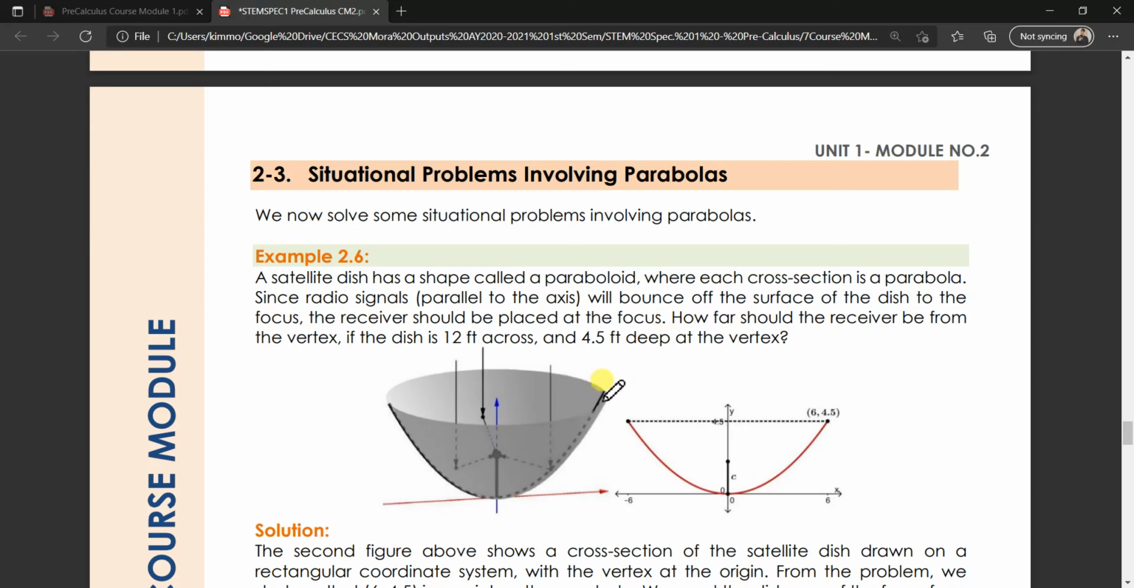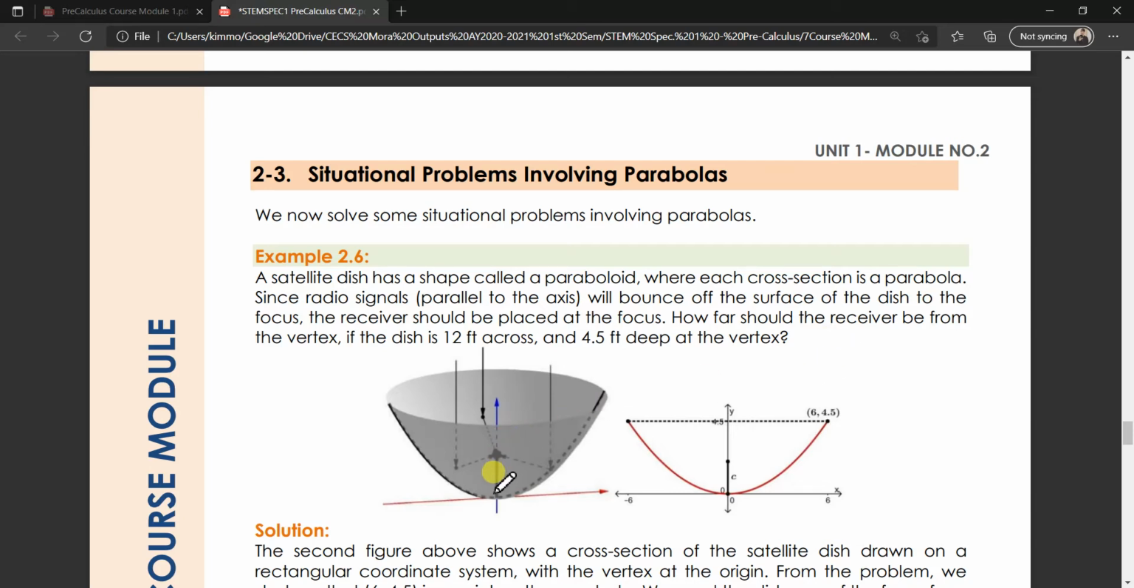So ang cross-section daw sa atong paraboloid, meaning kung ato siyang tungaon, sa tunga ang paraboloid, then it will result to a parabola nga shape. So mura siya gingani kung tungaon nato ni siya ang atong paraboloid, shape sa parabola nga makuha. So, since radio signals, which is parallel to the axis, will bounce off the surface of the dish to the focus, the receiver should be placed at the focus.